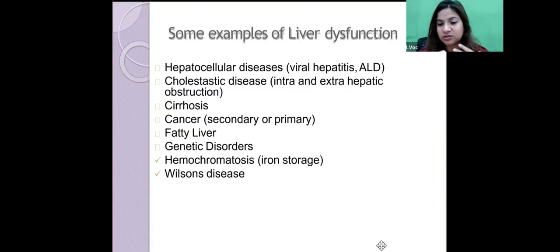Next one is cirrhosis. Next is cancer of the liver. It can be primary or secondary. Next is the fatty liver, which is caused due to the aggregation of fat on the liver. Next, some kinds of genetic disorders may also be there in the liver, such as, first one is hemochromatosis, in which there is increased iron storage in the liver, and second one is Wilson's disease. So these are the examples of the genetic diseases that may be associated with dysfunctioning of the liver. This is clear to you.